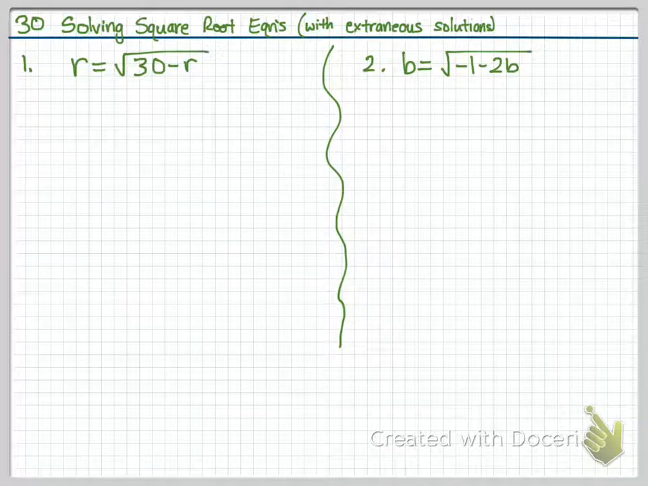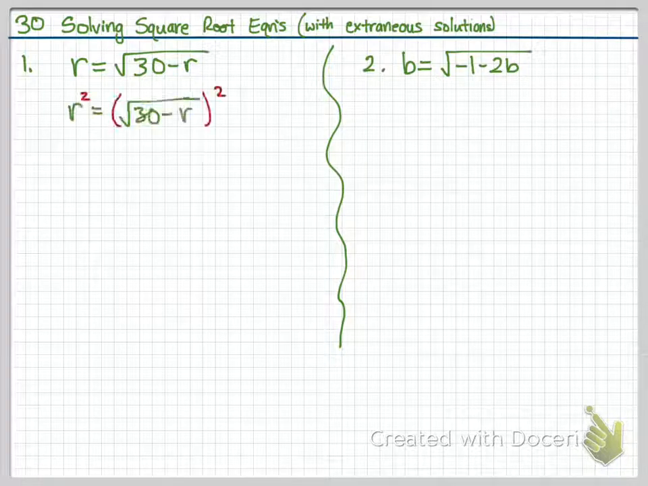Alright, welcome to video number 30, solving square root functions that have extraneous solutions. So let's take a look at number 1 in that equation there. We have a square root, so we want to square that. Boom, so we square both sides.